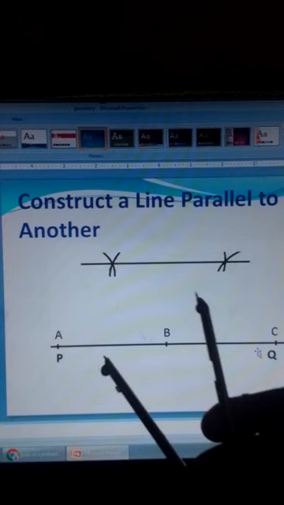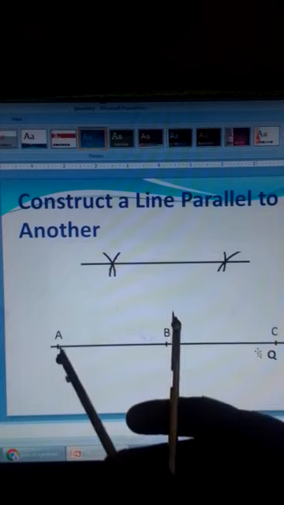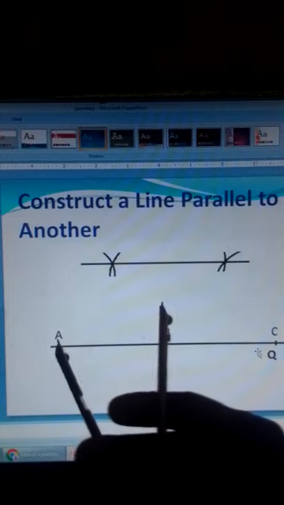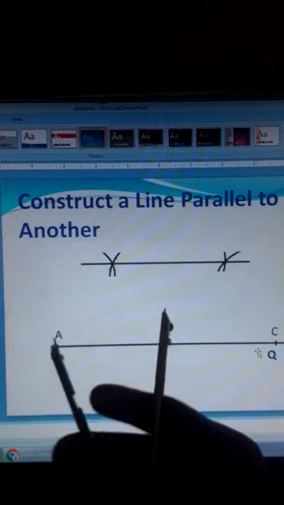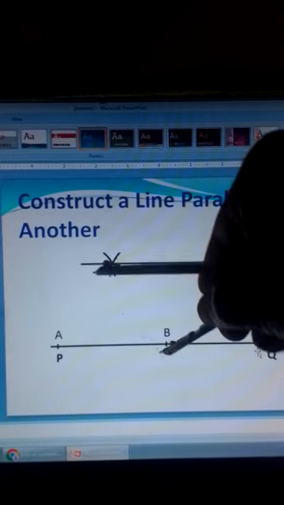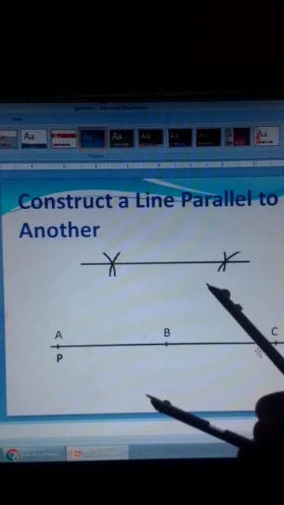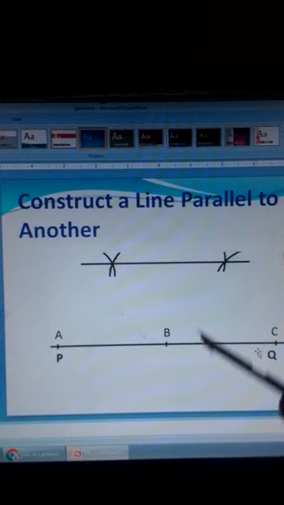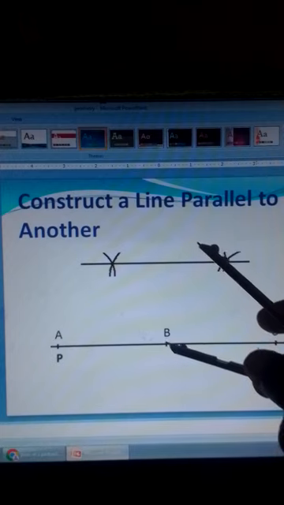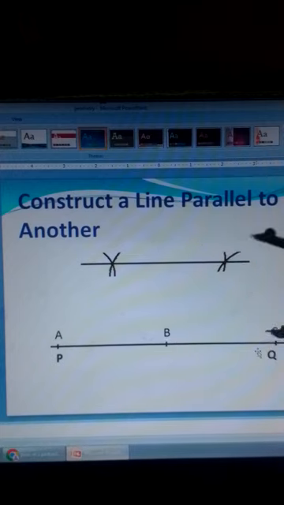So we make arcs from A, you put your pair of compass here like that, and from A you make this arc, from B you make another arc, okay, and also make an arc from B on the same side of the line, make an arc here and make an arc there.